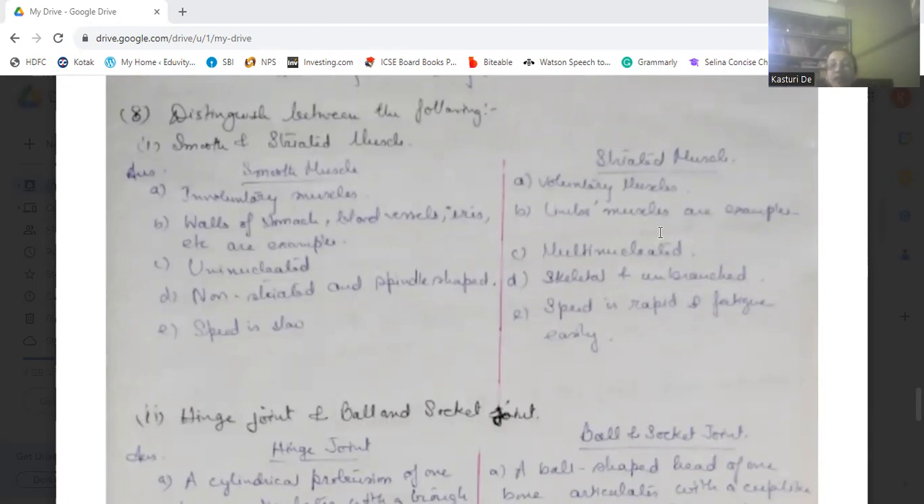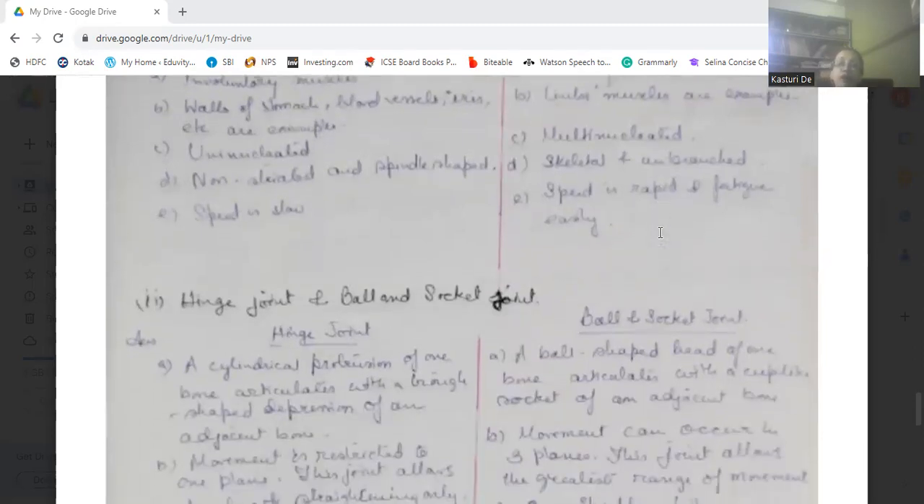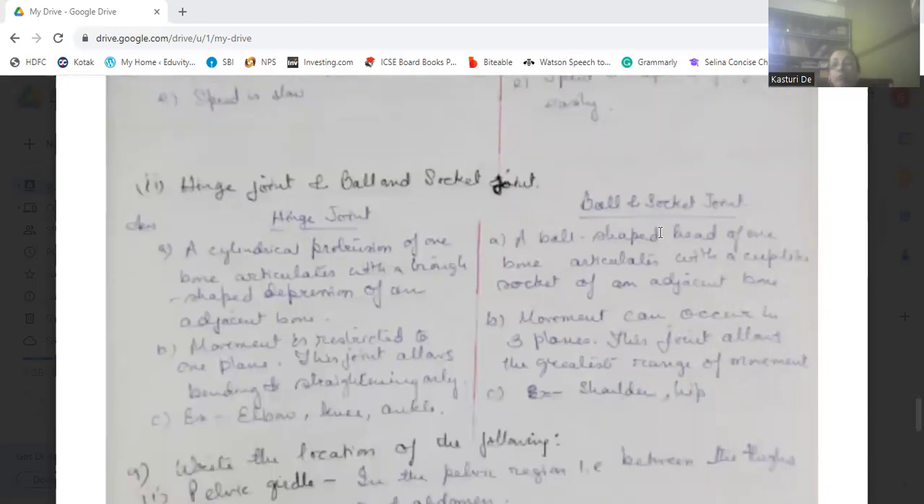The striated muscles are skeletal muscles and they are unbranched. Smooth muscles have a very slow movement speed, whereas striated muscles have rapid movement, and they can fatigue very easily. Then we come to the difference between hinge joint and ball and socket joint. The hinge joint has a cylindrical protrusion of one bone, which articulates with a triangle-shaped depression of the adjacent bone.